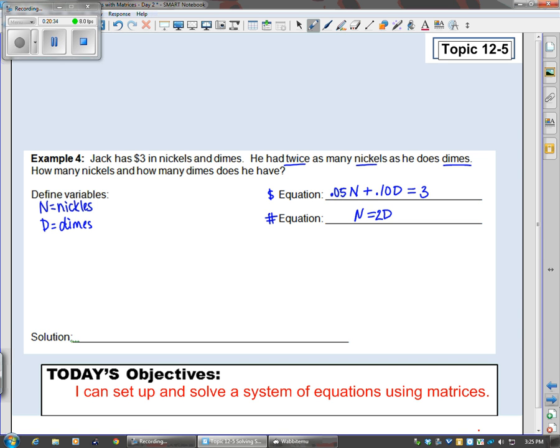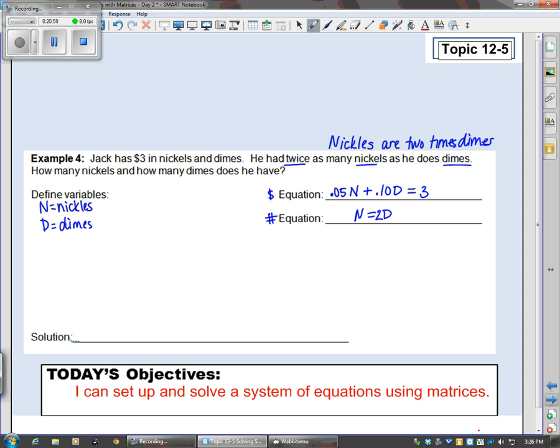5 cents for every nickel, 10 cents for every dime is $3. And then we have twice as many nickels as he does dimes. So his nickels are twice the dimes. Maybe it would help if you write it that way. Nickels are 2 times dimes. Okay.